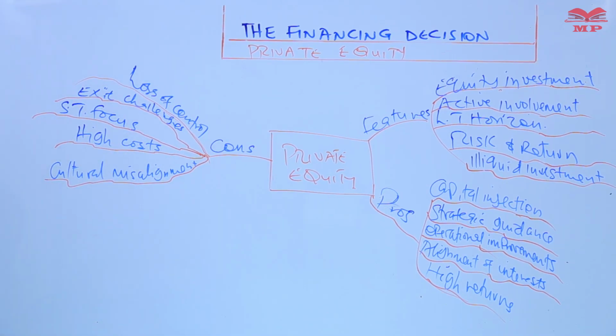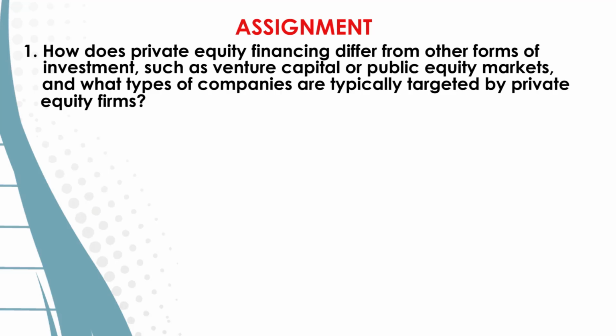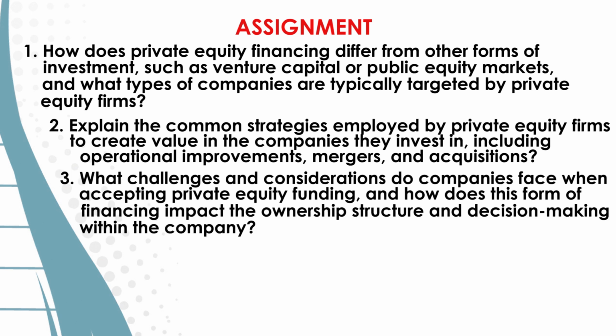Before we close the lesson, I'm going to read to you today's questions on private equity. Number 1, how does private equity financing differ from other forms of investment such as venture capital or public equity markets? And what types of companies are typically targeted by private equity firms? Number 2, explain the common strategies employed by private equity firms to create value in the companies they invest in, including operational improvements, mergers, and acquisitions. 3, what challenges and considerations do companies face when accepting private equity funding, and how does this form of financing impact the ownership structure and decision making within the company?